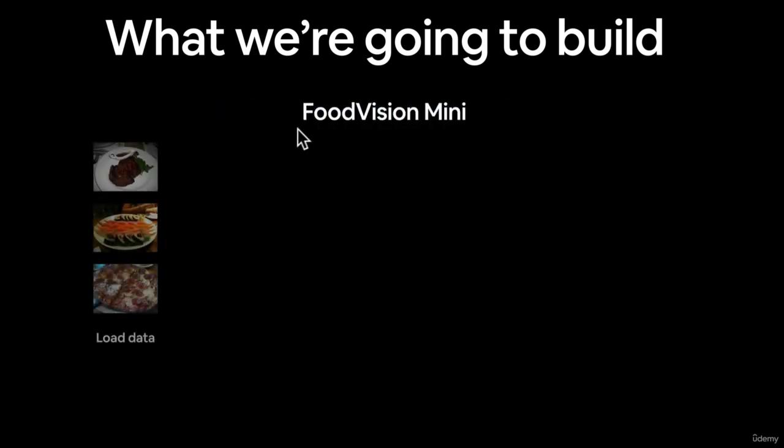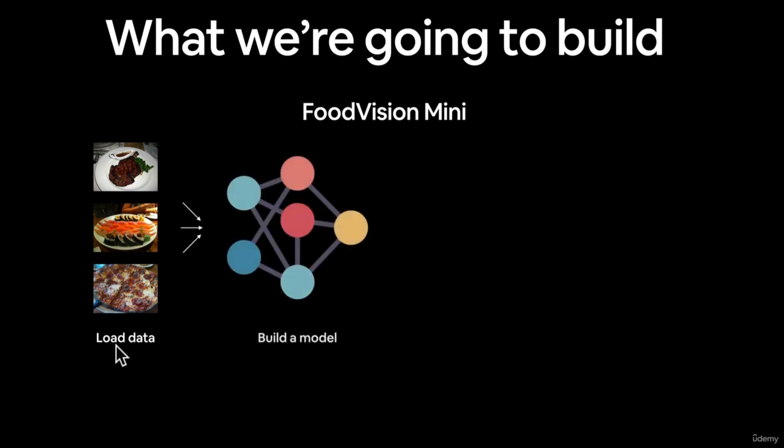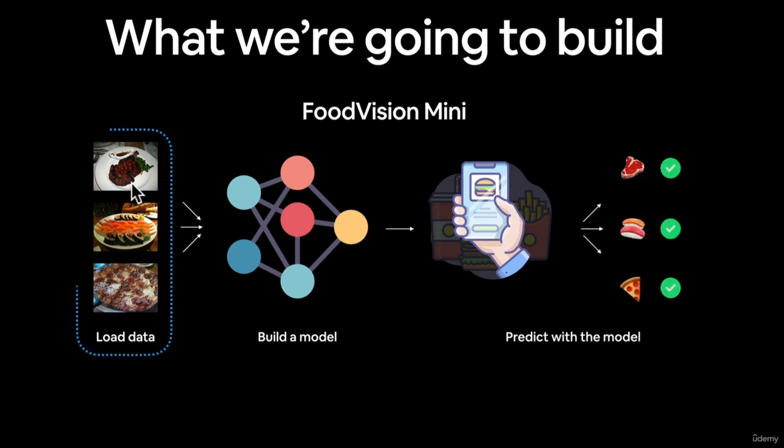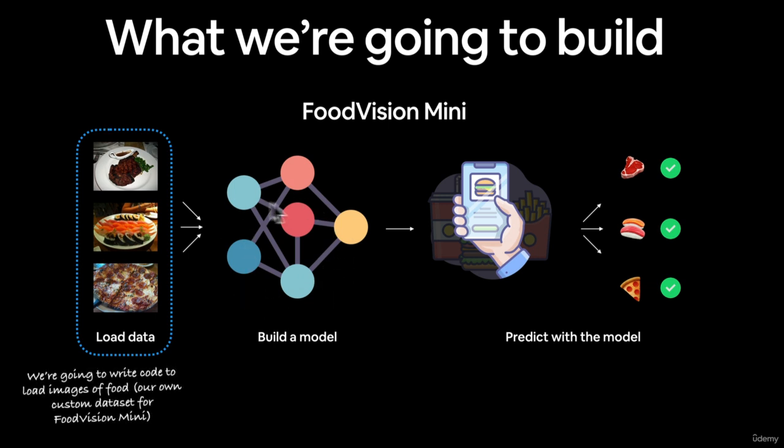So let's keep going. This is what we're going to work towards building: Food Vision Mini. We're going to load some data, namely some images of pizza, sushi, and steak from the Food101 dataset. We're going to build an image classification model, such as the model that might power a food vision recognition app or a food image recognition app. And then we're going to see if it can classify an image of pizza as pizza, an image of sushi as sushi, and an image of steak as steak. So this is what we're going to focus on.